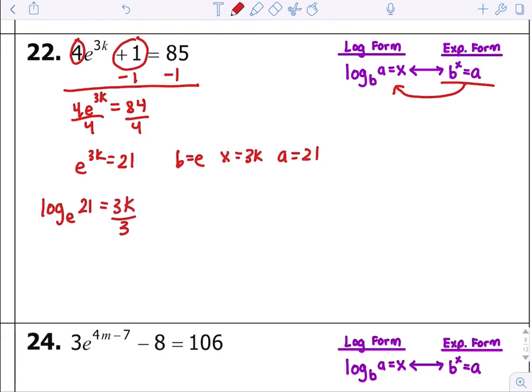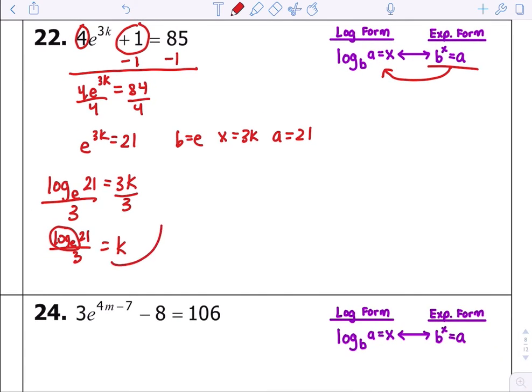Then let's isolate, solve for k, so divide both sides by 3. So log base e of 21 over 3 is equal to k. And let's change this to be ln. So we're going to have ln of 21 over 3 is equal to k. So k, you guys, is roughly going to be, let's do ln of 21 divided by 3, 1.01.